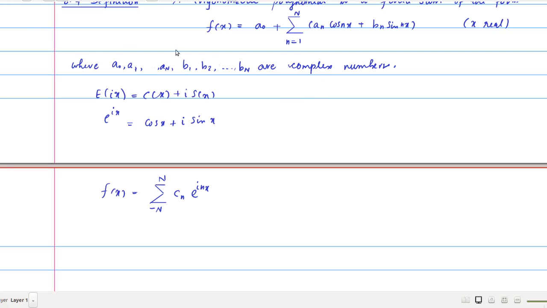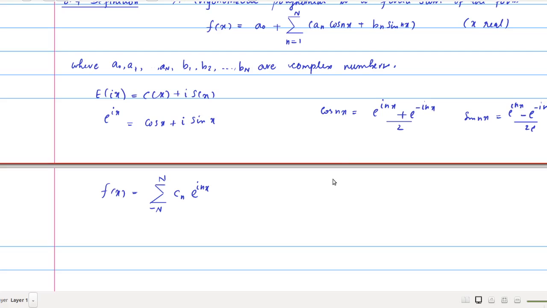This is due to the replacement of cos nx by e raised to i nx plus e power minus i nx divided by 2, and sin nx is e raised to i nx minus e raised to minus i nx by 2i. When you replace these two quantities in the expression of f of x, you can easily get an expression for f of x in this manner. So please try it as an exercise.